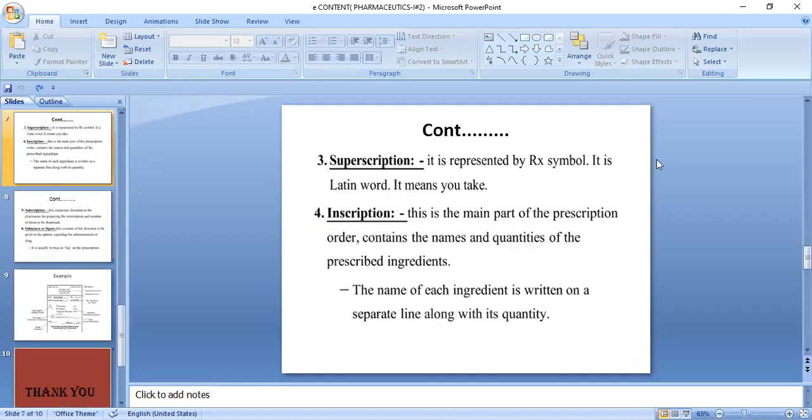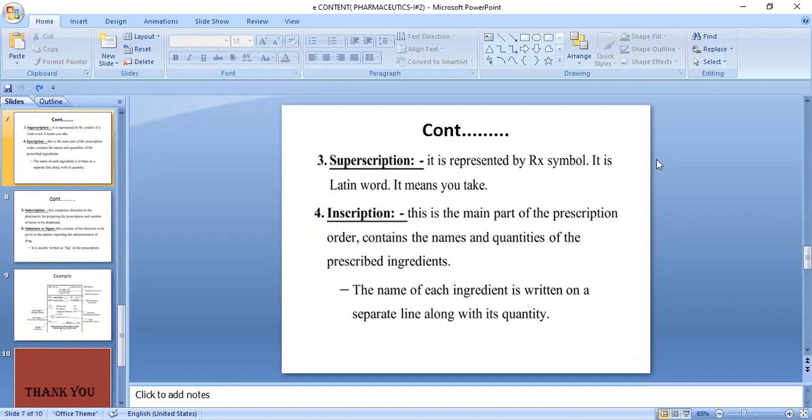Now coming to the next slide, that is the superscription. It is mainly represented by the RX symbol. I think everybody knows at least this sign. RX is the short form of the Latin word recipe, meaning take or use. So superscription mainly consists of a symbol that is RX.